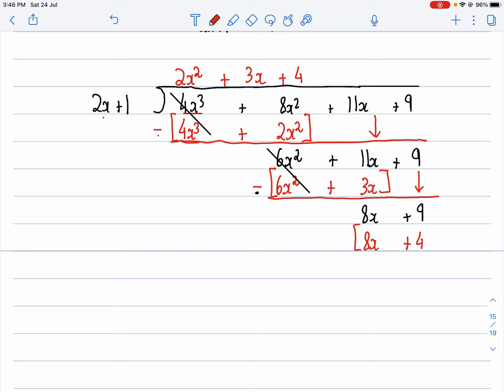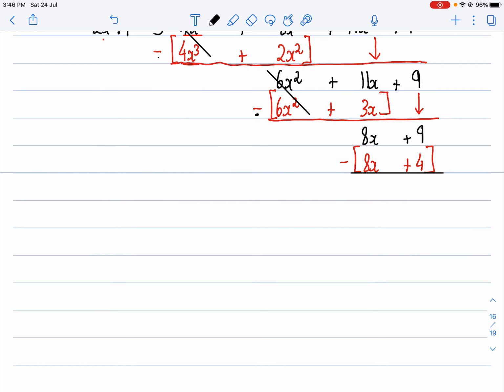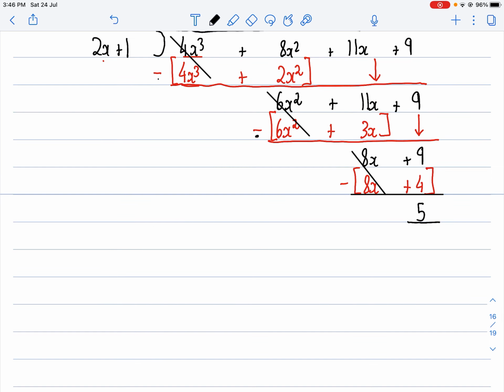Now I multiply this full thing by negative. Correct? When I multiply this full thing by negative, I know when the negative goes inside, this 8x will get cancelled. And the positive 4 will become negative 4. And 9 minus 4 basically gives me 5. Correct? So basically, you need to know that this is the final remainder which you will get.